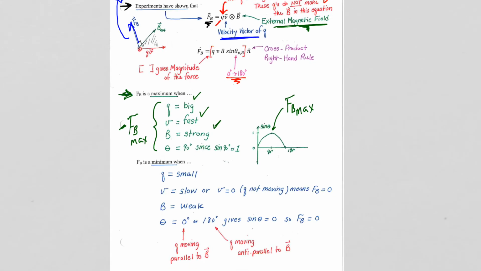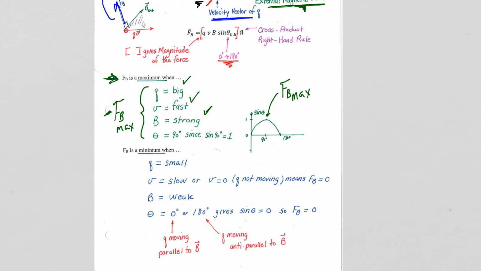And our final part of this introduction to QV cross B is when we have a small magnetic force or no magnetic force. So FB min will occur when you're injecting a particle that is weakly charged. And if it's neutral and has no charge, then notice there's no magnetic force. If you inject the particle with very little speed, very slowly, you get a very small force. And if you just place it in the magnetic field and it's not moving, you get no magnetic force.